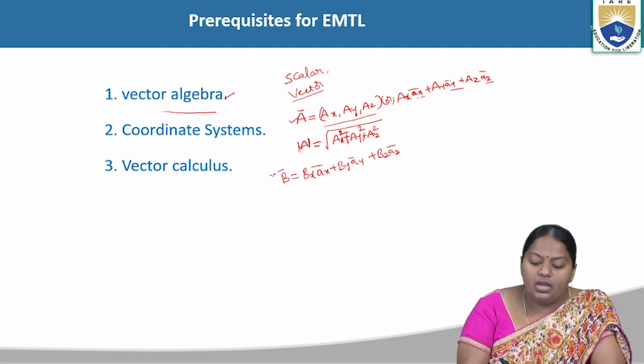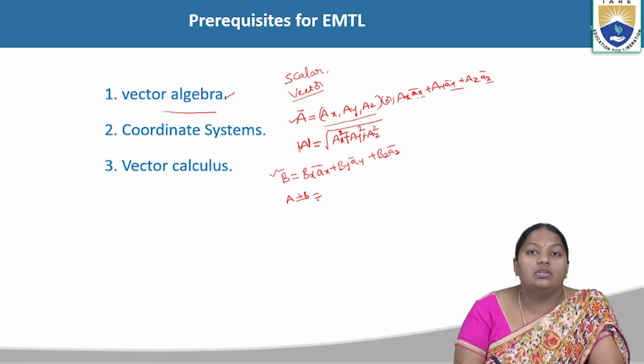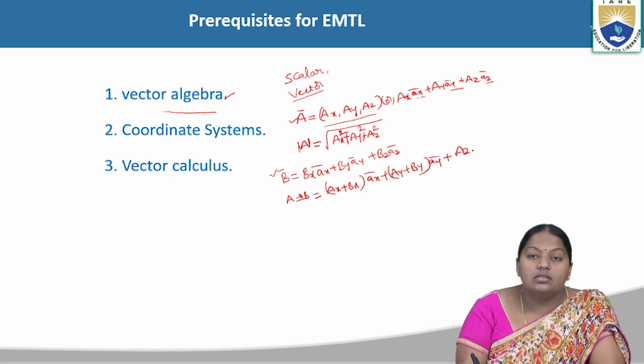Now, if you want to perform the addition or subtraction between these two, then we have to use a plus b or a minus b. Means a plus b is for addition and a minus b is for subtraction. So, to perform this one, a plus b equal to, we will consider it as ax plus bx into ax plus ay plus by into ay plus az plus bz into az. Right? This is the way we have to perform addition of these two.